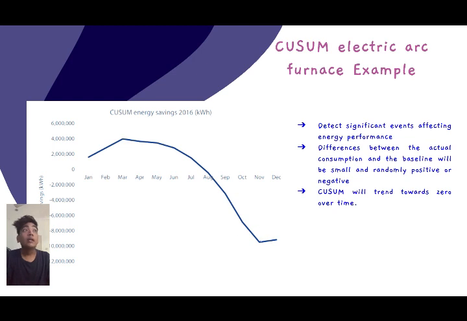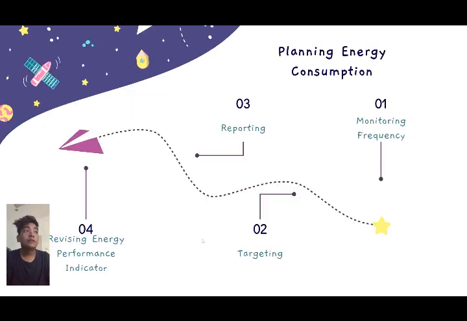Okay, planning and energy consumption. Okay, ada 4, iaitu monitoring frequency, targeting, reporting and revising energy performance indicator. Okay, saya part 1 ni, yang selebihnya kawan saya Haikal akan terangkan.